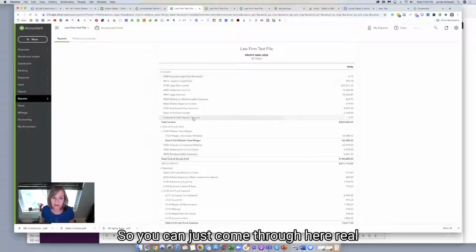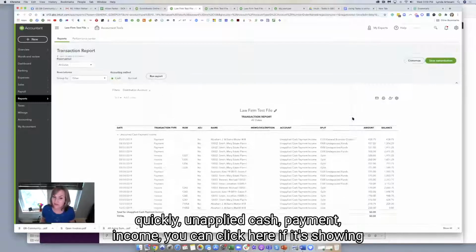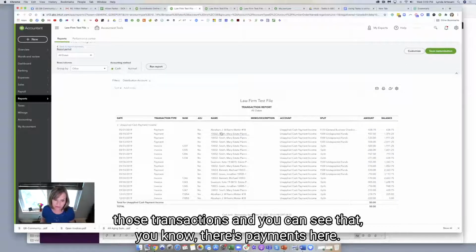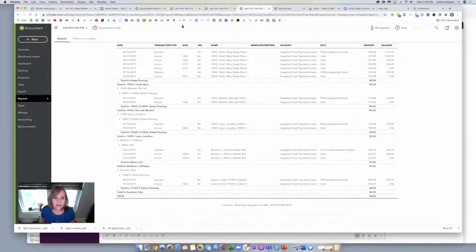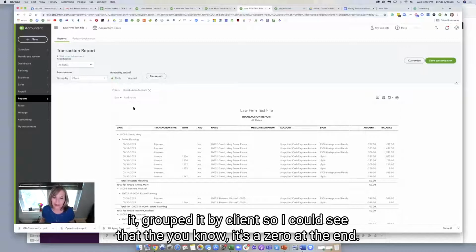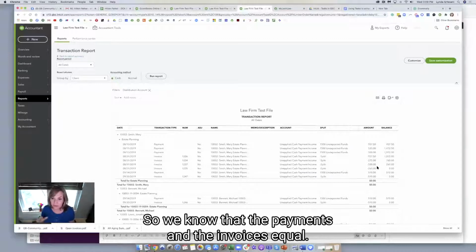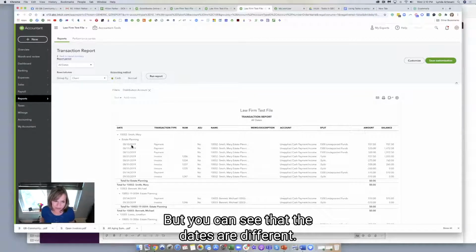So you can just come through here real quickly, unapplied cash payment income. You can click here if it's showing those transactions, and you can see that there's payments here. What I did was take this report and sort it, grouped by client, so I could see that there's a 0 at the end. So we know that the payments and the invoices equal, but you can see that the dates are different.